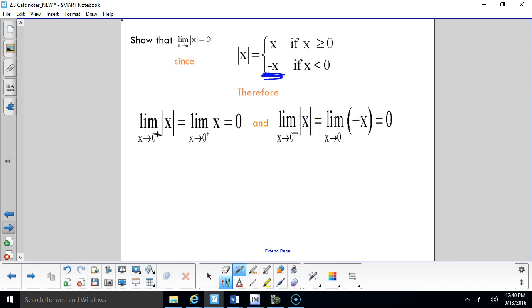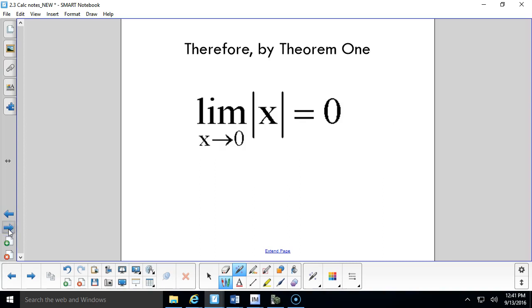But remember how I said whenever possible, just plug the number in? So now let me take the limit. I'm allowed to just plug 0 into there. When I plug 0 in, I get 0. When I plug 0 in over here, I get 0. Is the limit from the left equal to the limit from the right? Yes. Therefore, by theorem 1, read that in your book, that's what I just cited, the limit from the left has to equal the limit from the right. The limit of the absolute value of x as x approaches 0 is 0.